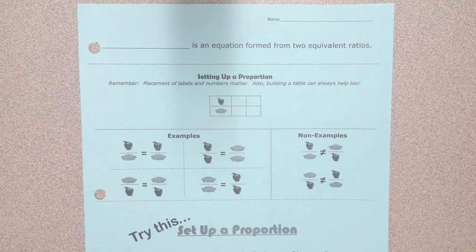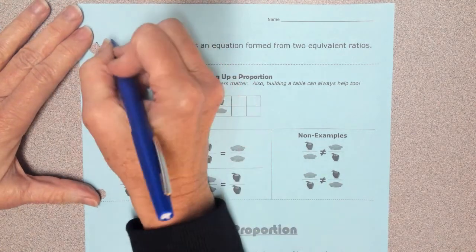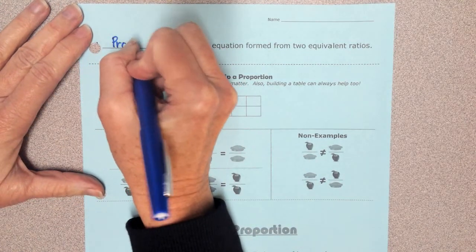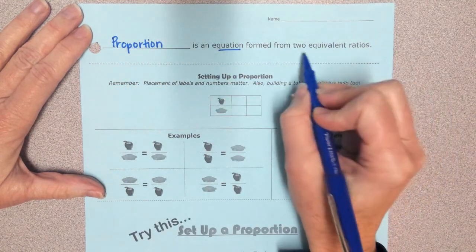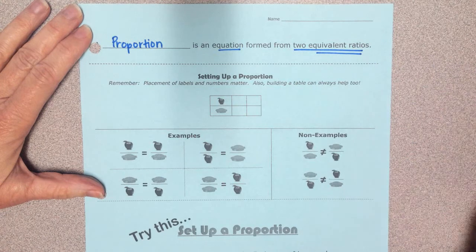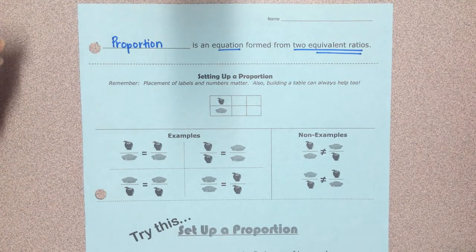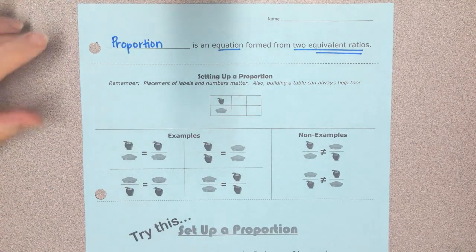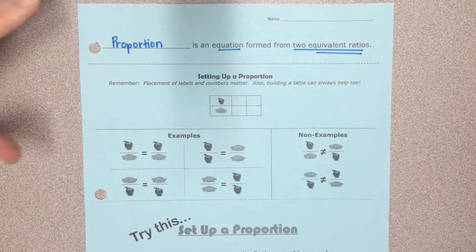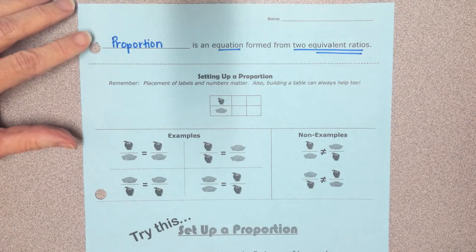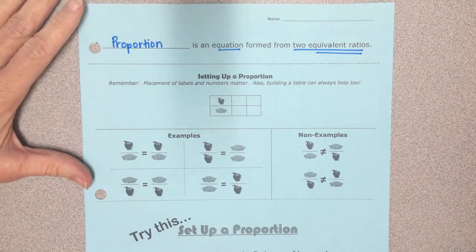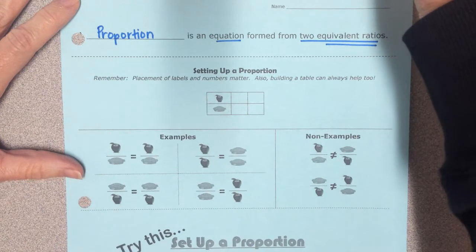So let's talk about proportions. All right, so what is a proportion? Let's take our notes. A proportion, that's what goes in our blank right here. A proportion is an equation formed from two equivalent ratios, and we've been finding equivalent ratios on tables. So now all we're going to do is set it up as an equation, and it's called a proportion because that's what we've made. So how do you set up a proportion?